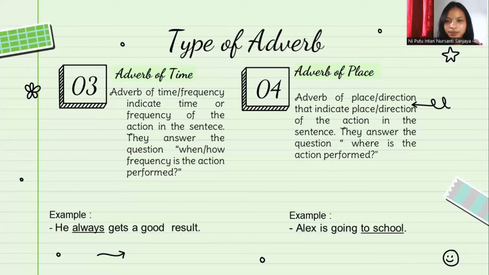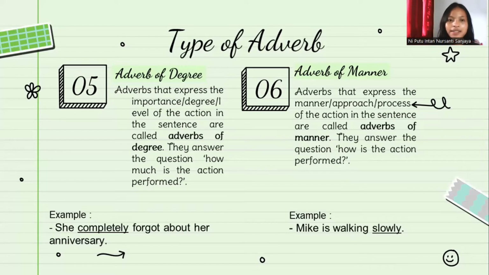And next, the fifth one is adverb of degree. Adverbs that express the importance or degree or level of the action in the sentence are called adverbs of degree. They answer the question how much is the action performed. And for example, you can look at my screen.